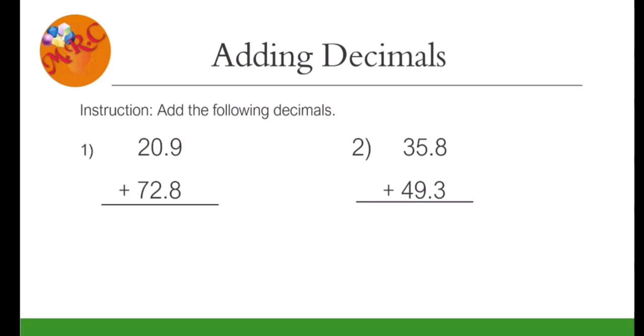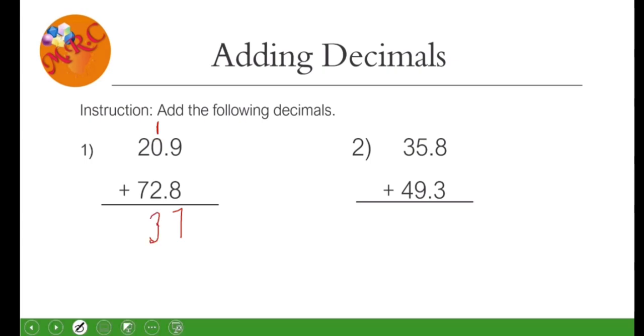So here goes our first question. Add the following decimals, and as they are, we have 20.9 plus 72.8, and we're going to go ahead and add. So it's 9 plus 8, which gives us 17. We're going to write down our 7 right in line with the 9 and the 8, and bring our 1 into the ones column, and then we're going to add 2 plus 0 plus 1 all together, and that gives us 3.